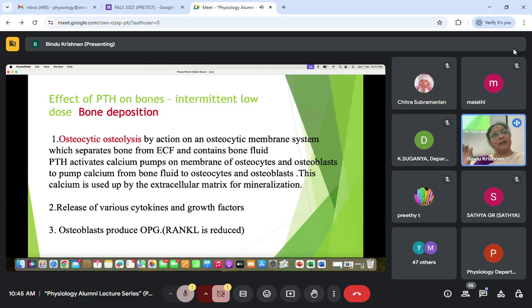So the explanation to that is how the parathyroid hormone is given. If it is given in persistent higher doses, then the result is catabolic. But if it is given in low intermittent doses, then it is going to act as an anabolic.